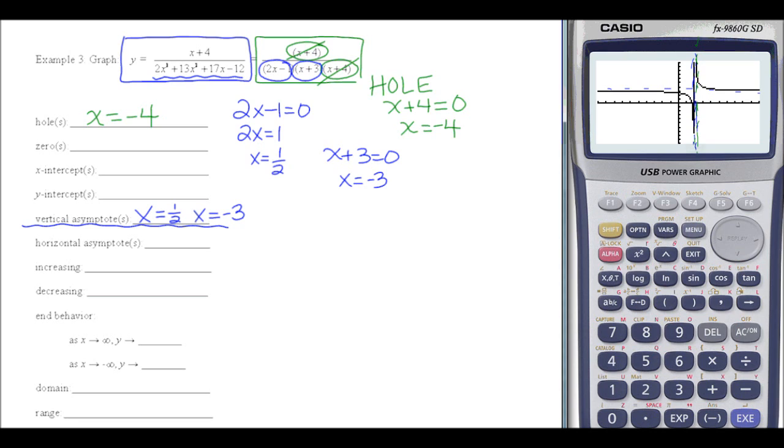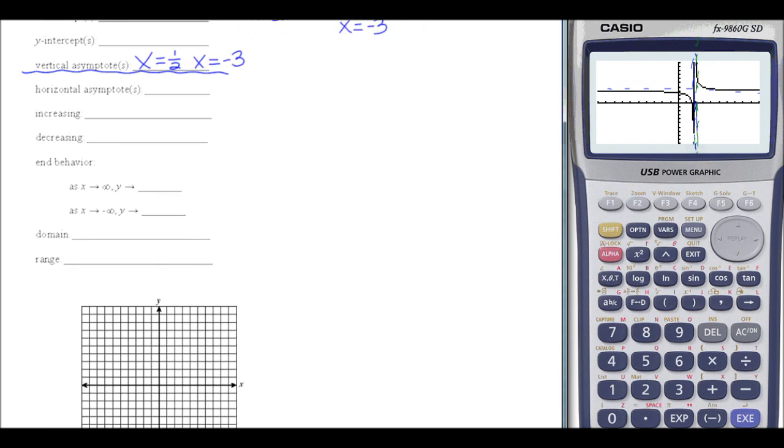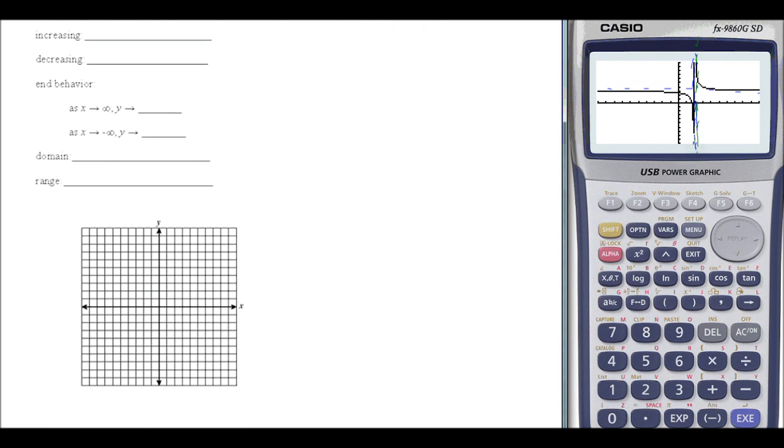I can have more than one vertical asymptote or more than one hole. If I were to translate these onto my graph, the way I'd do that is at x equals 1/2, I'm going to have a vertical asymptote, and at x equals negative 3, I'm going to have a vertical asymptote. Already I know this can't look like anything I've ever graphed before because I've never had a graph with 2 vertical asymptotes. Now I also had a hole at x equals negative 4.